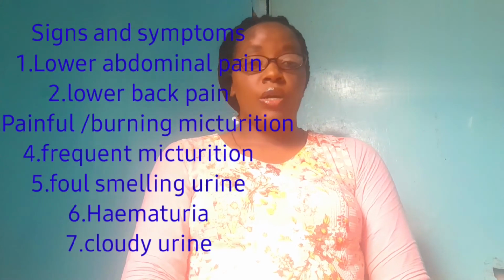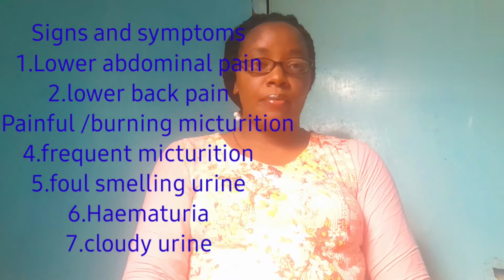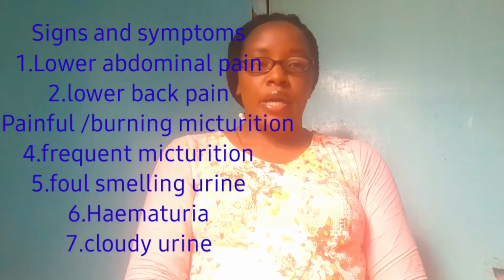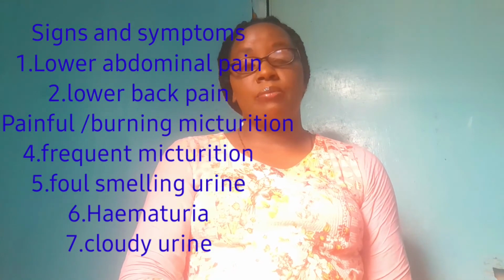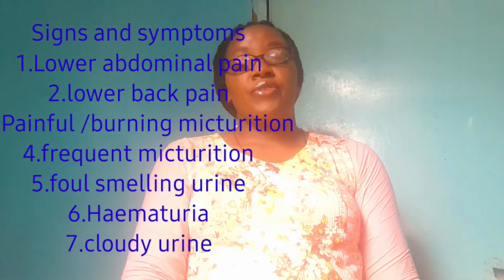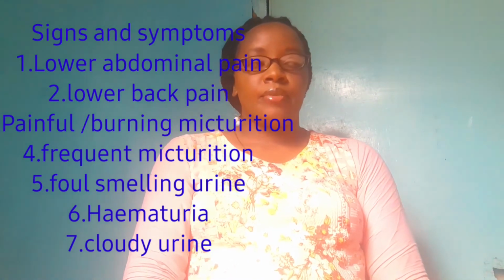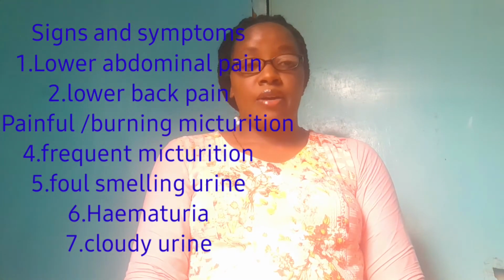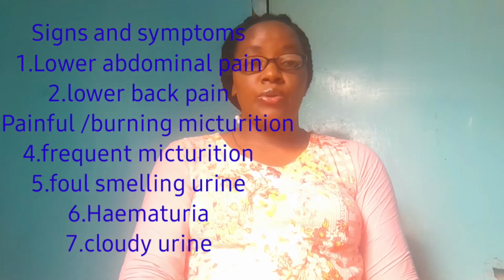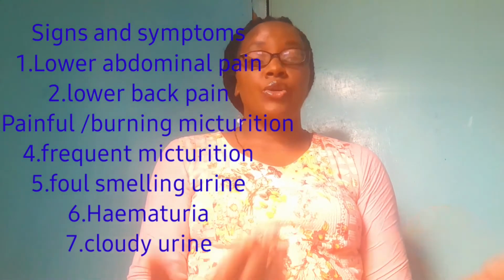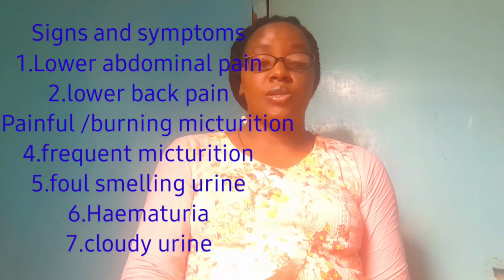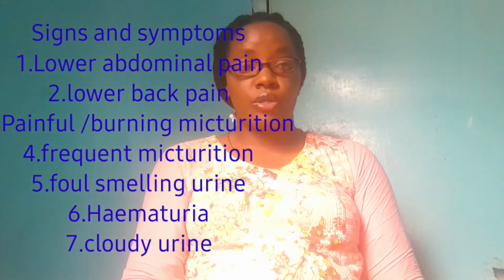Yeah, so what are the signs and the symptoms of a UTI? So one of them is pain in the lower abdomen. We also have lower back pain. We have pain while passing urine, or burning sensation while passing urine. We also have frequent passage of urine. Some individuals may pass foul smelling urine or cloudy urine, or even urine that has red blood cells, which is what we normally refer to as hematuria.